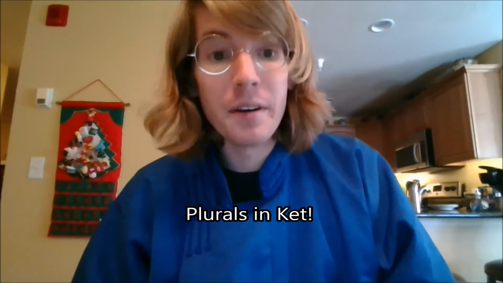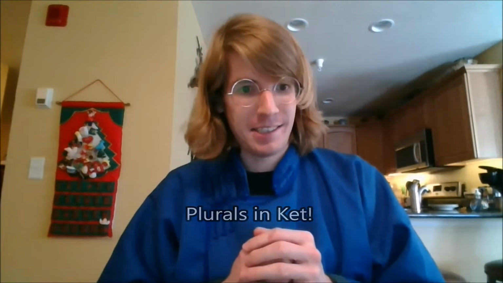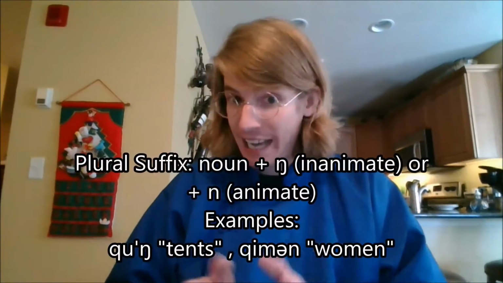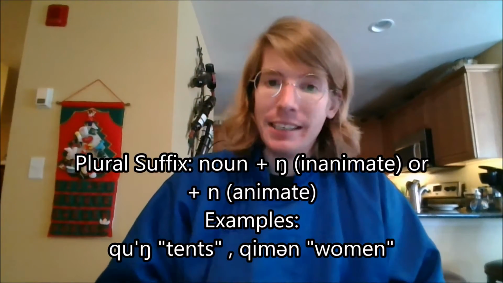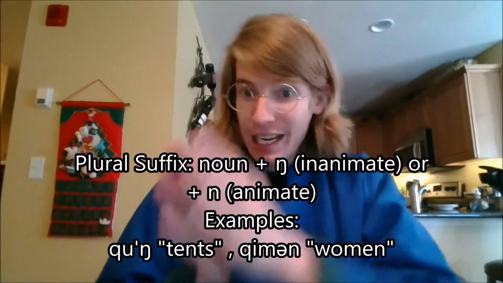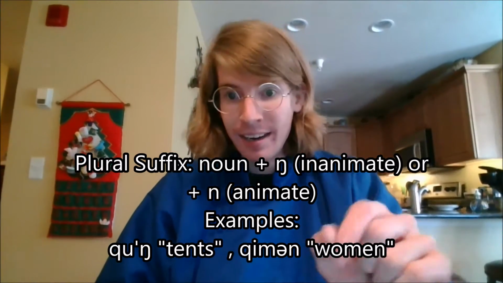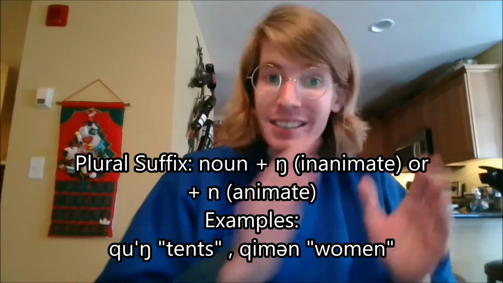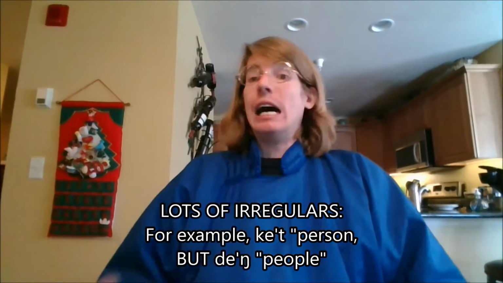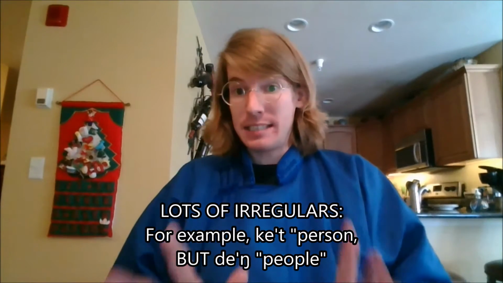So let's go over our grammar for today. First grammar point, plurals in Ket. Most plurals in Ket are made by adding ung if inanimate or n if animate to the end of a noun. However, a lot of irregulars exist.